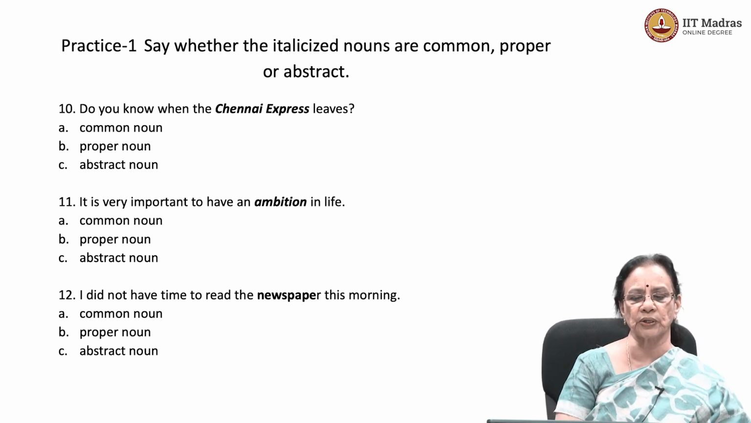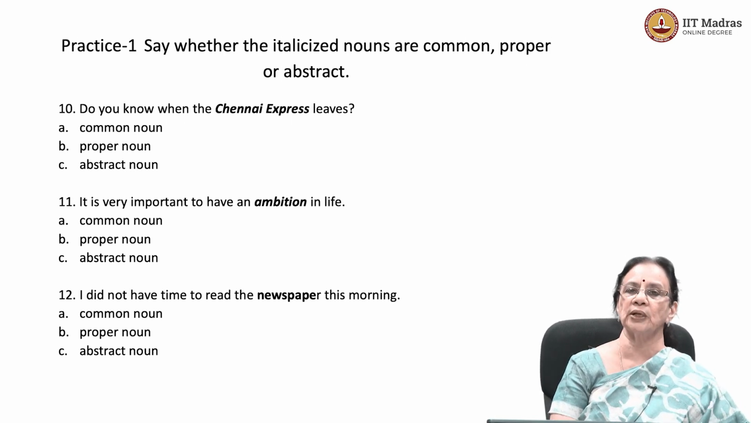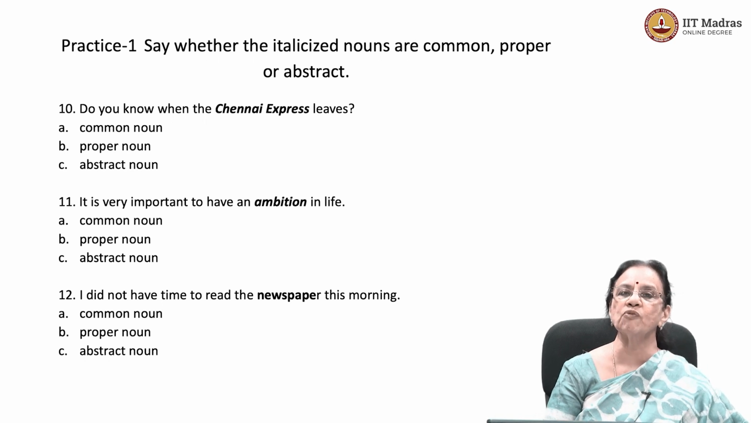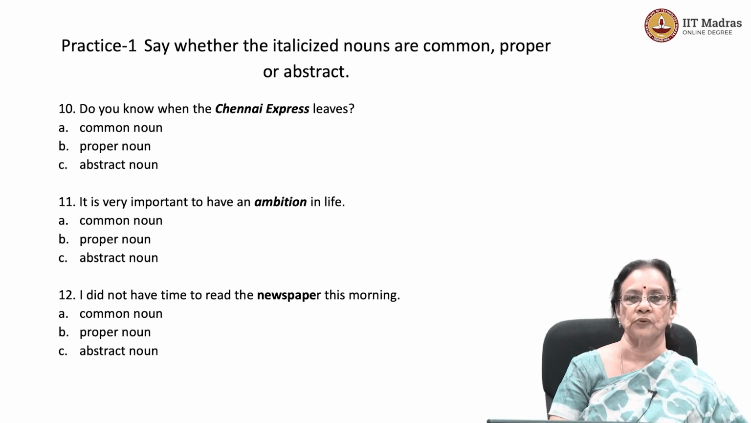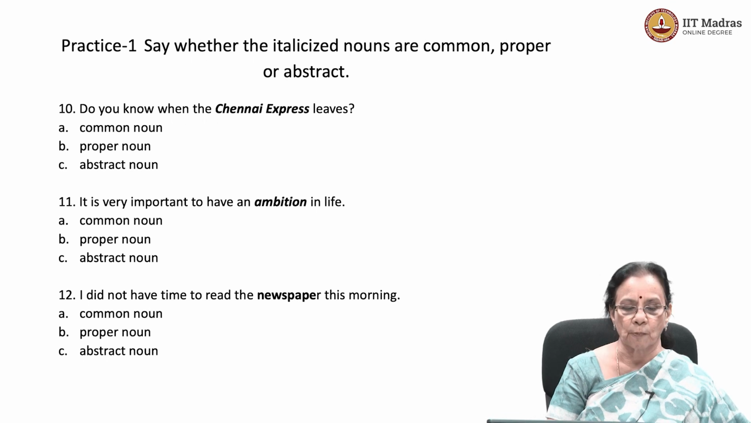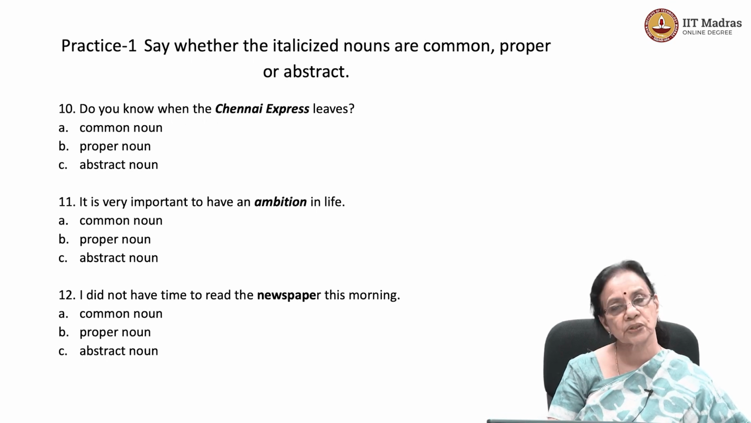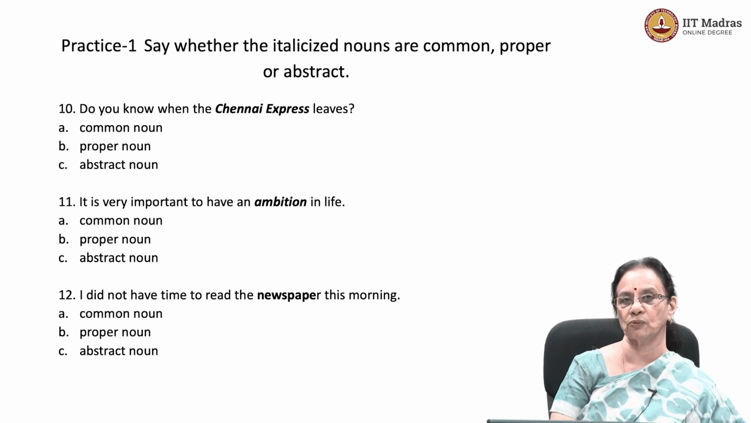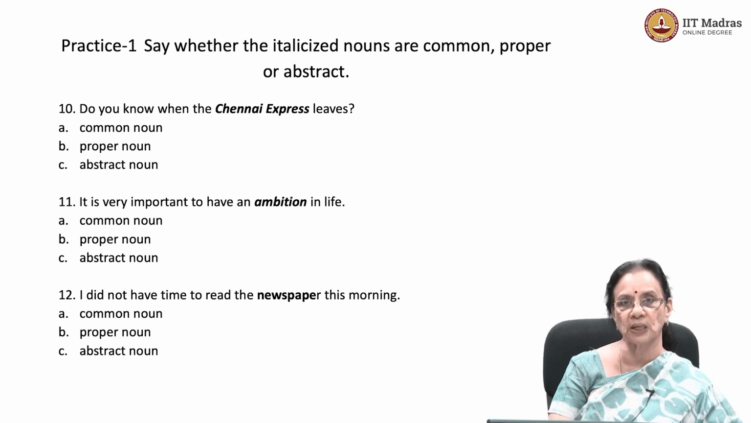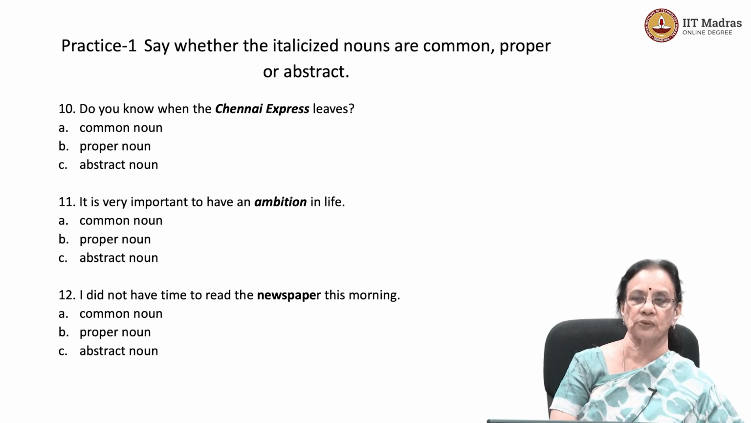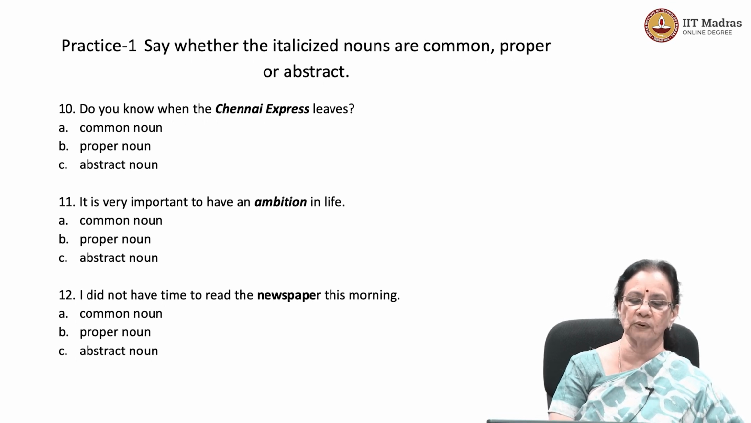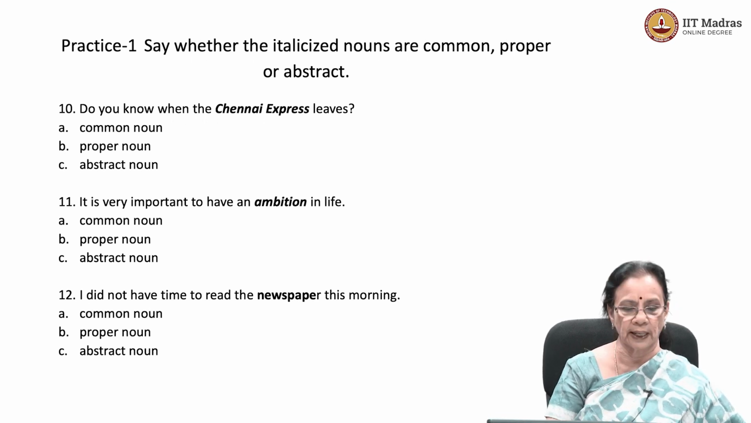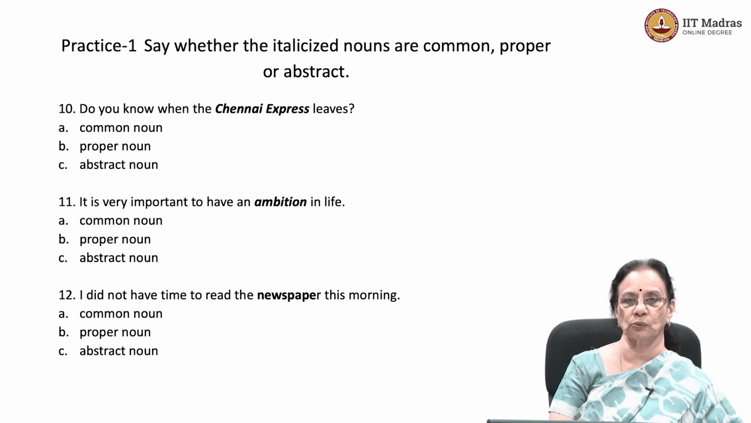Do you know when the Chennai Express leaves? Chennai Express is the name of a particular train. So it is a proper noun. If it is just a train, then it could have been a common noun. Since the name of the train is mentioned here, we say it is a proper noun. It is important to have an ambition in life. Again, it is an abstract noun.